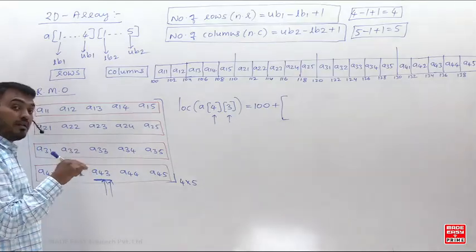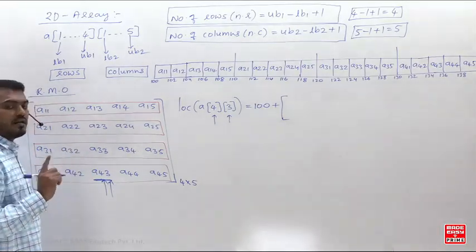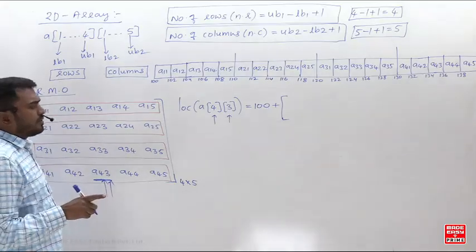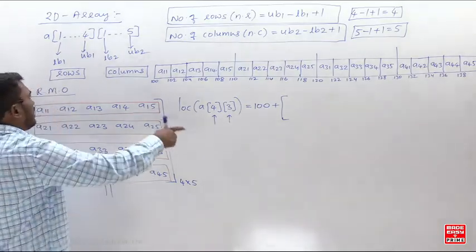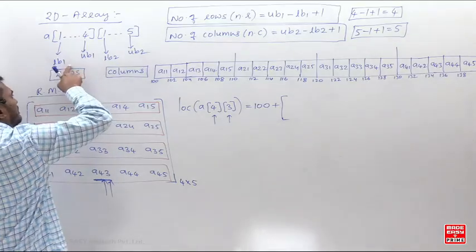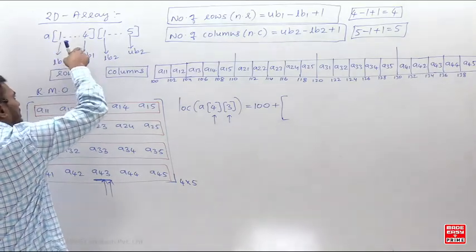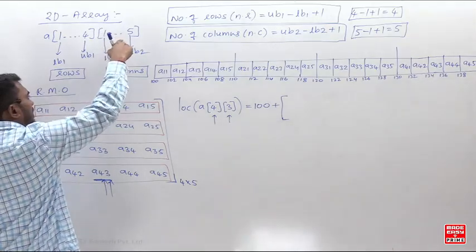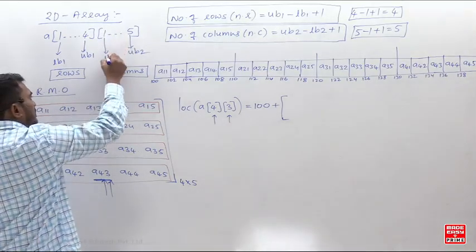Just listen to what I am saying, because if you understand this, solving the next questions will be easier; otherwise your questions will be difficult. So I want to go to the fourth row, third column. Now, LB1 is what? Let me talk about rows. Rows have a lower bound 1 to upper bound 1. Columns have lower bound 2 to upper bound 2.